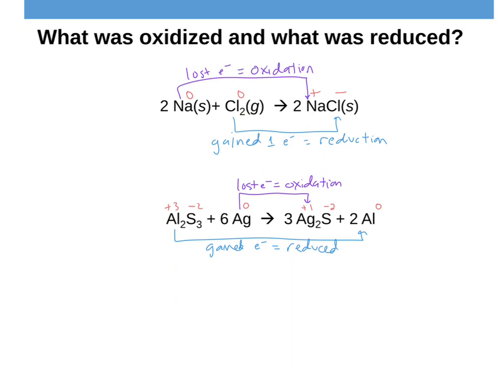Now, if you're looking at all these, you might be thinking to yourself, hey, what's going on with sulfur? Sulfur was -2, and it's still -2. Nothing happened to sulfur. It was neither reduced nor oxidized. Just because you're doing a redox reaction, it's not like every element has to change its oxidation state. Probably just 2 elements are going to change oxidation states, maybe more, but not everything has to. At least 2 things will change oxidation states in a redox reaction. So in this case, sulfur didn't change at all. Silver was oxidized. Aluminum was reduced.